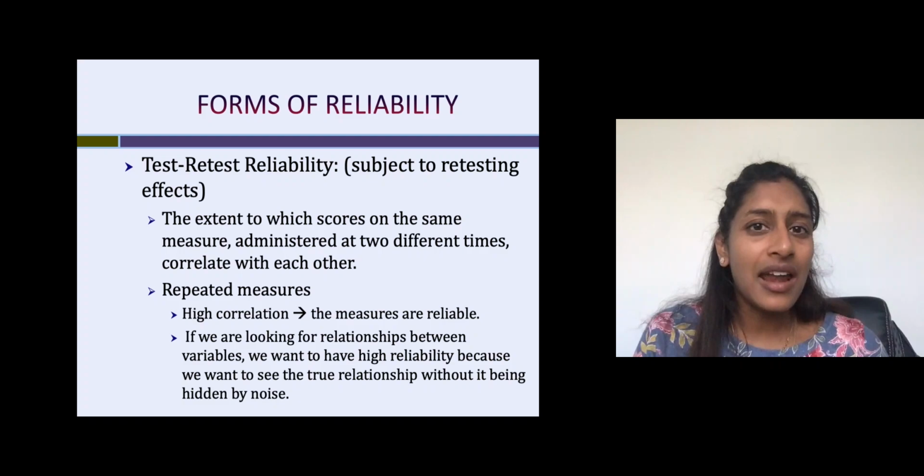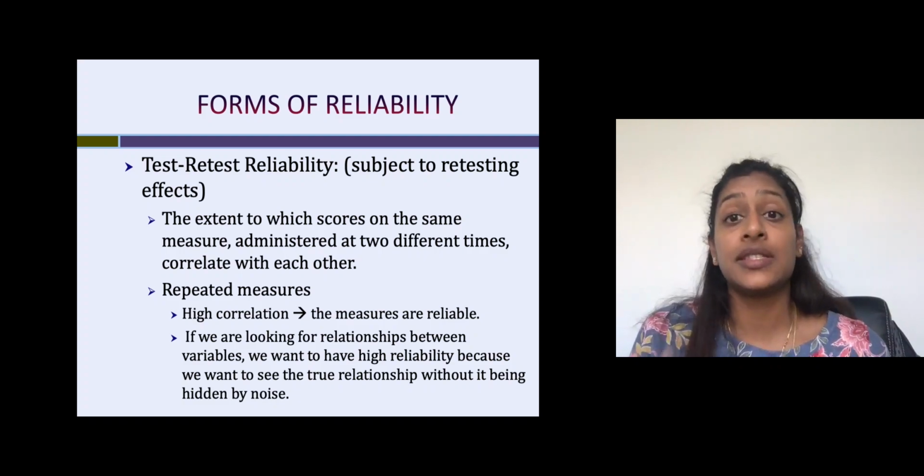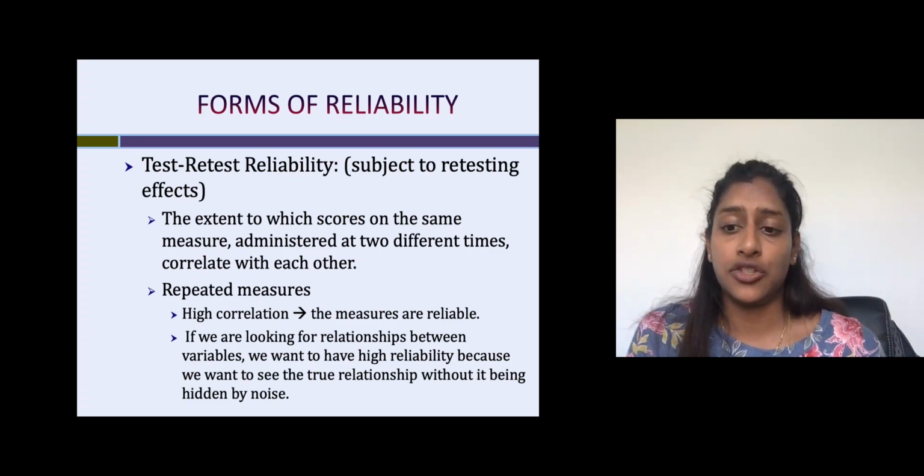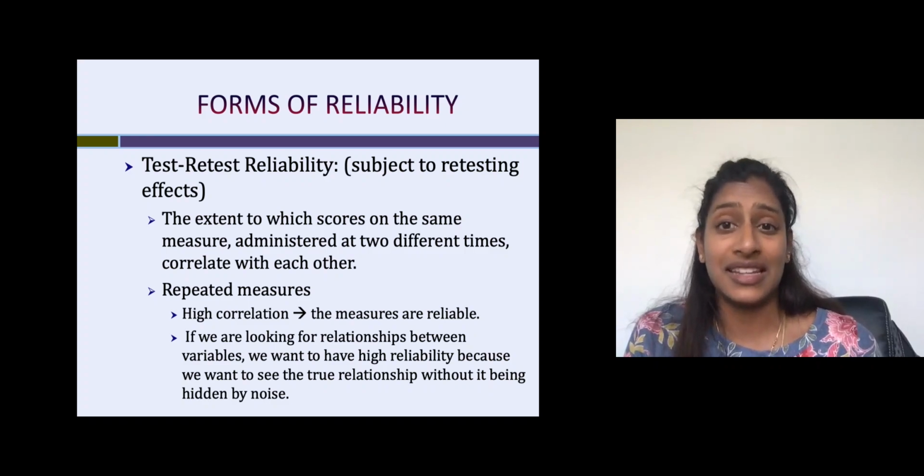Okay, so with that, I'm going to go ahead and end us here. There's still some other material left in this chapter related to validity as well.